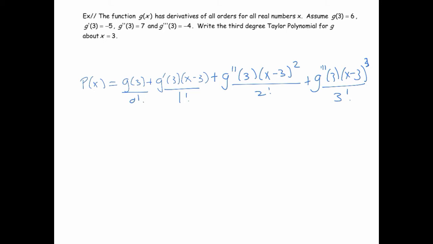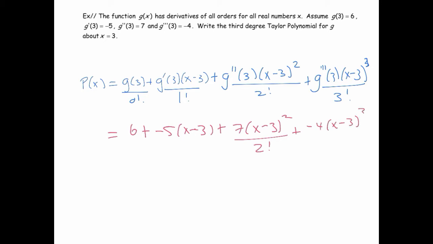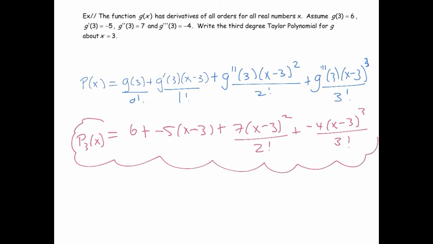So now it's just a matter of substituting. And that's really all this problem involves. You just have to know the recipe yourself. So it's 6 over 0 factorial plus g prime of 3 is negative 5 times x minus 3 plus g double prime of 3 is 7 plus g triple prime of 3, which is negative 4. And there it is. So I guess I'll put the subscript 3. There's our third degree Taylor polynomial for g of x centered at x equals 3.